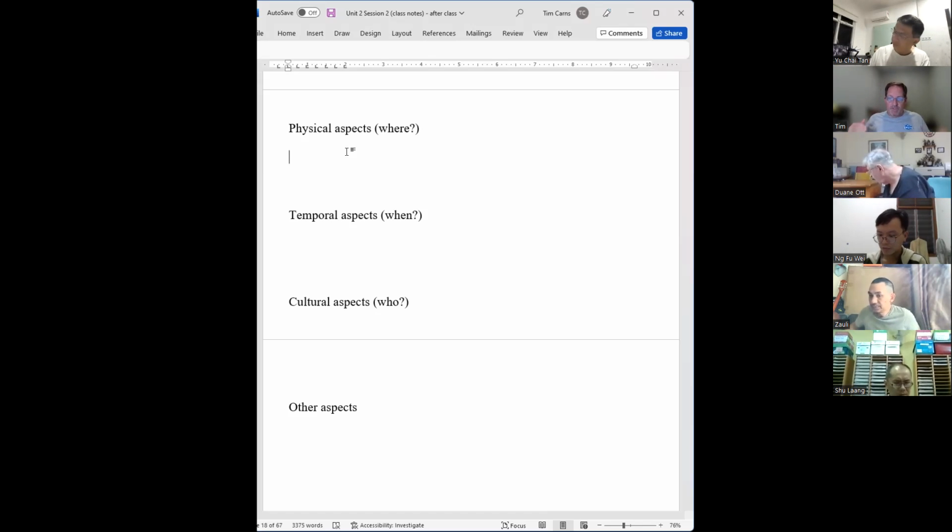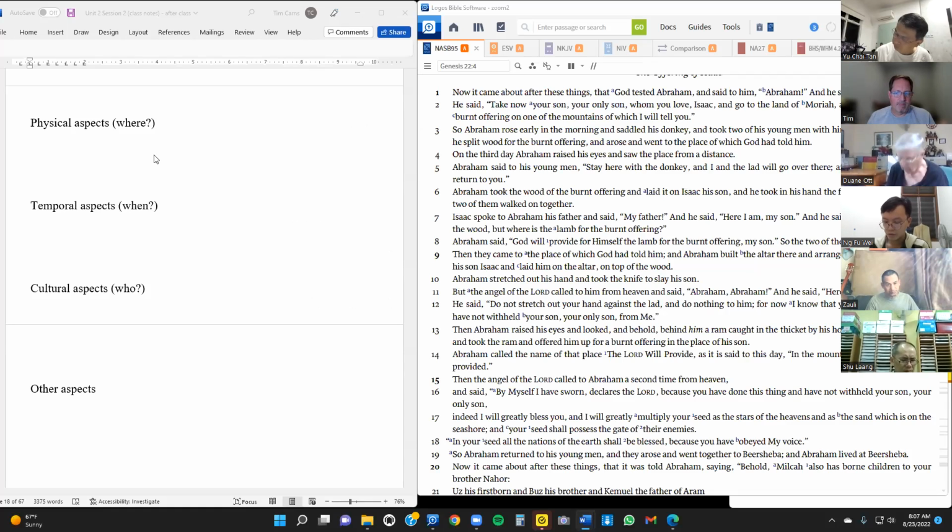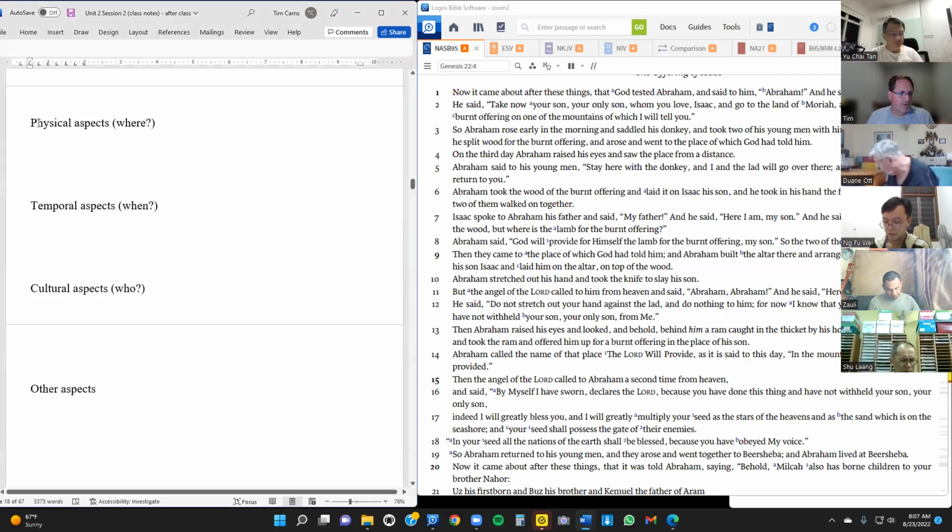Make sure as you go through the story, you note what verse or verses you find the information in, okay? All right, I'll give you a few minutes and we'll come back together. Look for these 4 elements: the where, the when, the culture, and anything else.